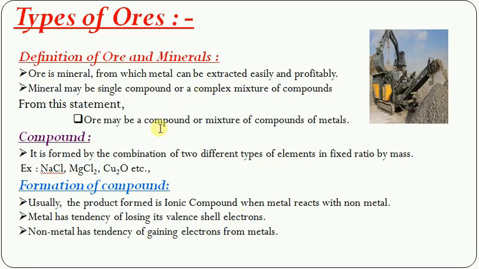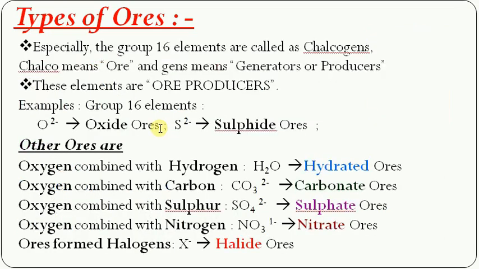Now, what are the elements that form ores? We will see. Especially the group 16 elements are called chalcogens or the oxygen family. The word chalco means ore, and gen means generator or producer. So the group 16 elements are called ore producers. Let's take some examples from group 16 elements. Oxygen forms oxide ores. Sulfur forms sulfide ores.